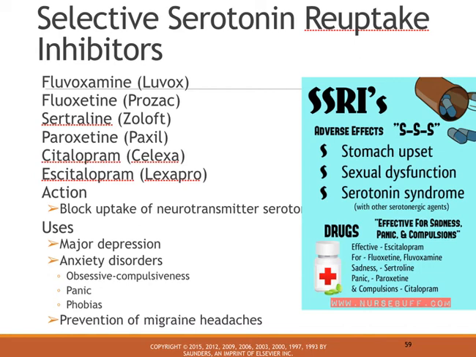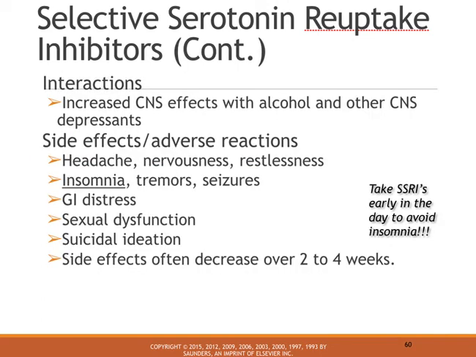So the common ones that we see prescribed frequently are your Prozac, your Zoloft, Paxil, and Lexapro. And they can be used for major depression. They also can be used for some anxiety disorders, and they can also be used to prevent migraine headaches. Interactions, you should be able to predict it by this point. Increase central nervous system effects if mixed with alcohol or other CNS depressants.